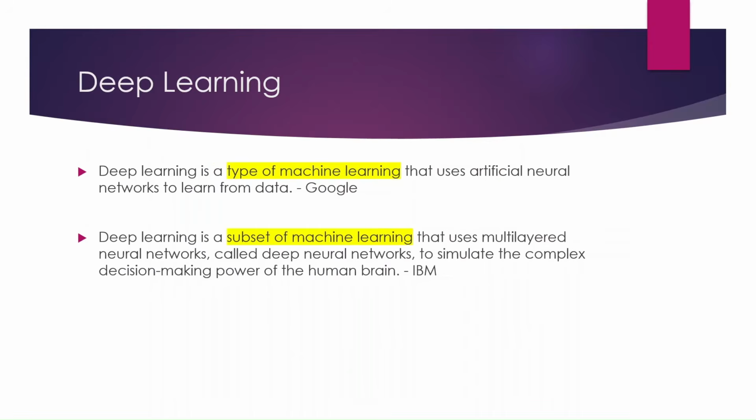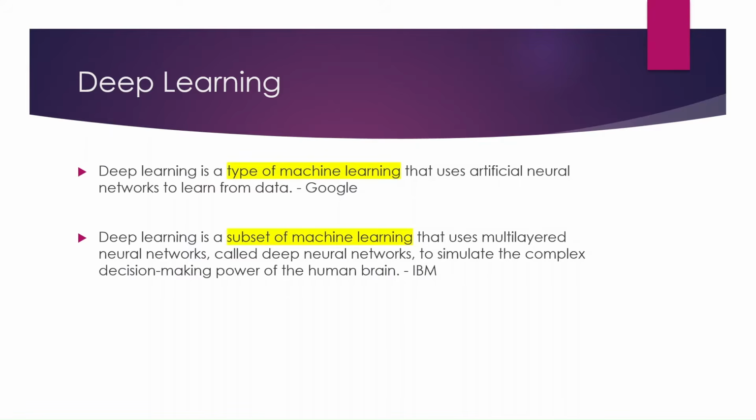The next thing is deep learning. Here you can see two definitions, one from Google and the second one from IBM. And both of them say that it is a type of machine learning. Deep learning is actually a subset of machine learning. Just as machine learning lies within the space of AI, in the same way deep learning lies within the space of machine learning. Now deep learning tries to follow the model of a human brain. It uses artificial neural networks to learn from the data. And these neural networks could be multi-layered. And that is why it is called deep neural networks.